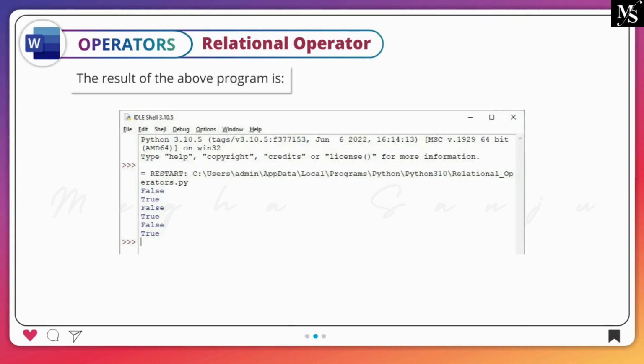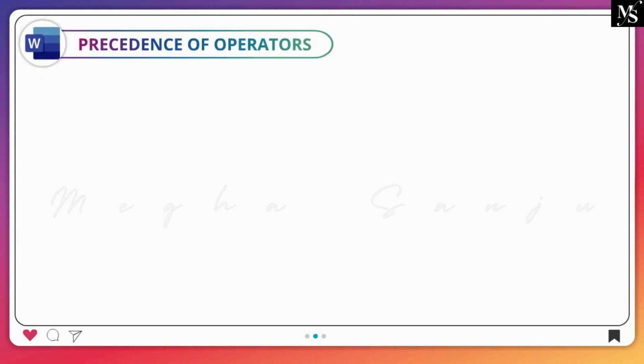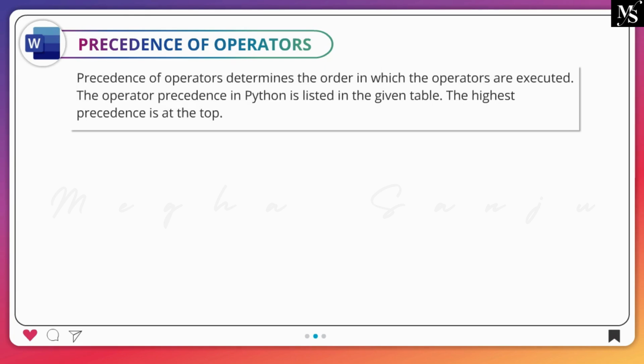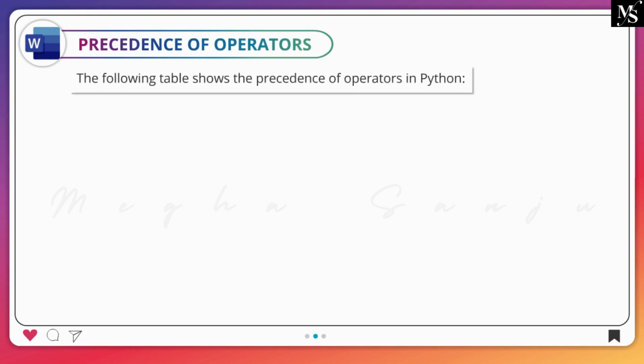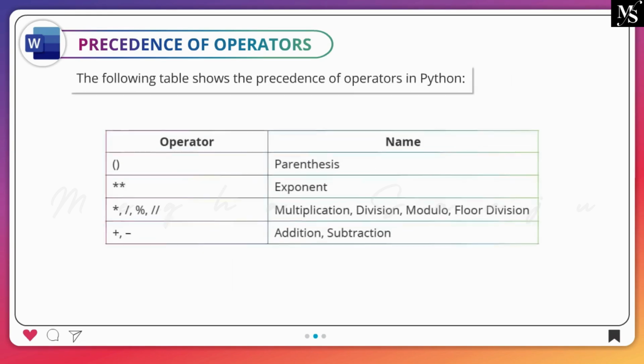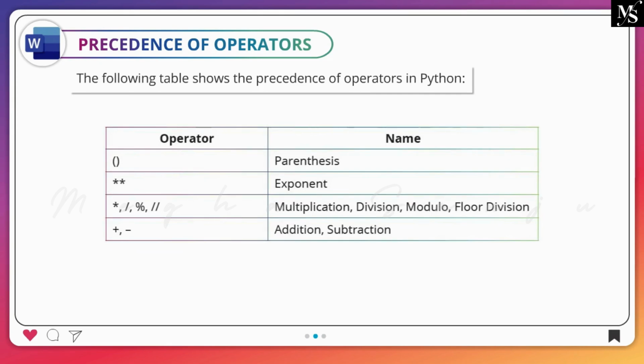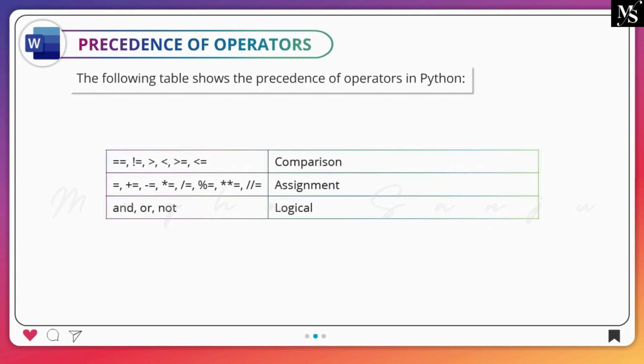The result of the above program is shown. Precedence of operators. Precedence of operators determines the order in which the operators are executed. The operator precedence in Python is listed in the given table. The highest precedence is at the top. The following table shows the precedence of operators in Python: parentheses, exponent, multiplication, division, modulo, floor division, addition, subtraction, comparison, assignment, logical.